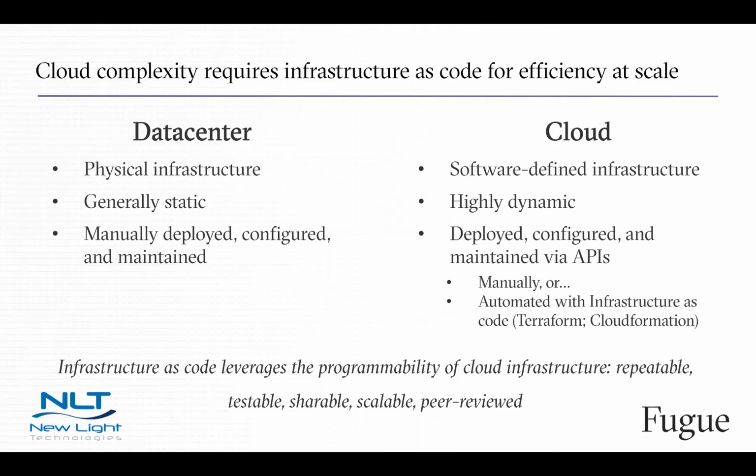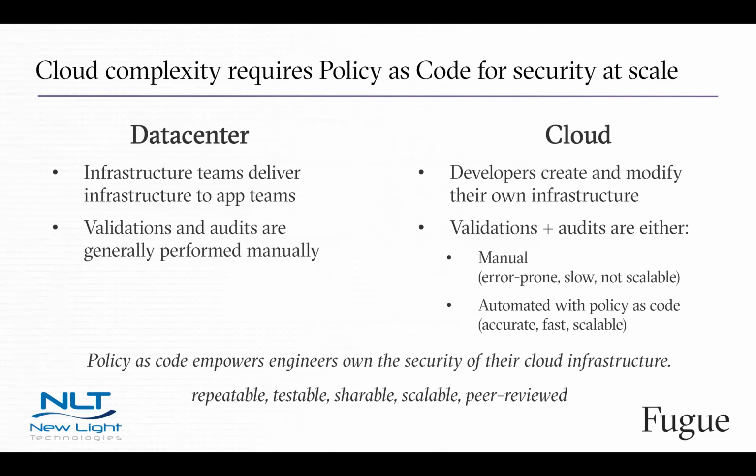But the good news, the silver lining to all this is, for the first time ever, those same APIs that can be used to deploy and configure cloud infrastructure at speed, those same APIs give us the transparency to secure them at the same speed if we do it right. So a common approach to this is to use infrastructure as code, which leverages the programmability of cloud infrastructure. It's repeatable, it's testable, it's shareable, scalable, and peer-reviewed, Terraform, CloudFormation, things like that. But we need to match that with policy as code for security at scale.